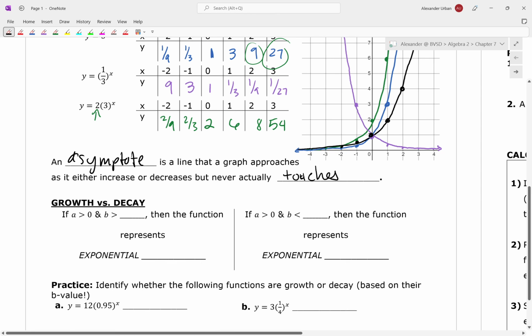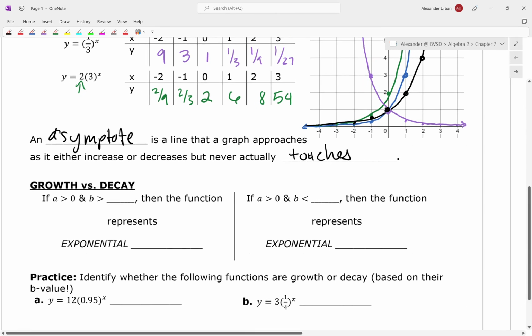And this is true for vertical asymptotes. Horizontal asymptotes are a little finicky in this sense. We can talk about that a little bit later, but horizontal asymptotes are a little different than vertical asymptotes. Let's talk about growth and decay with exponential values.